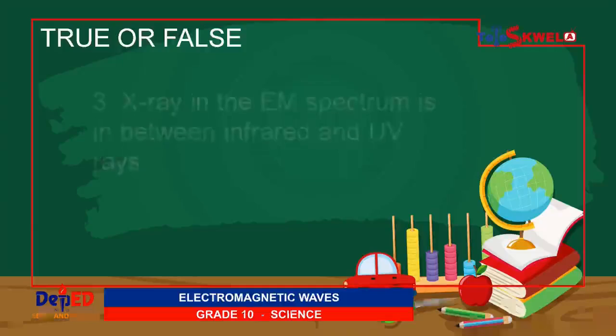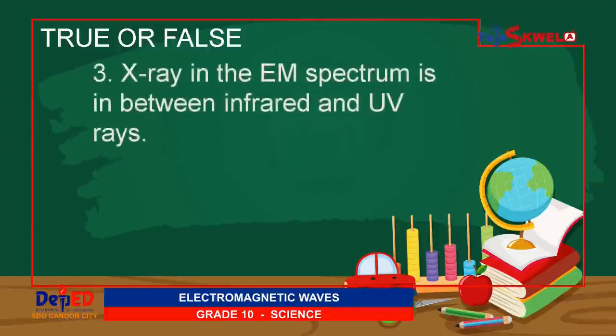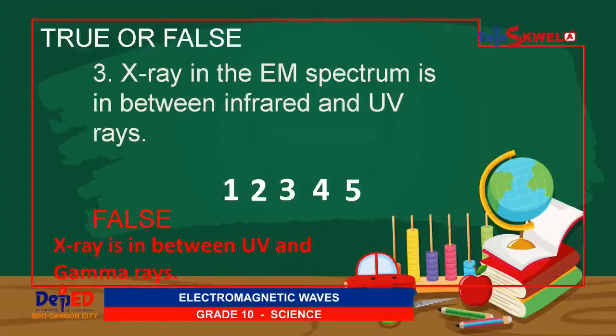Number 3. X-ray in the electromagnetic spectrum is in between infrared and UV rays. What's your answer? The answer is false. X-ray is in between UV and gamma rays.